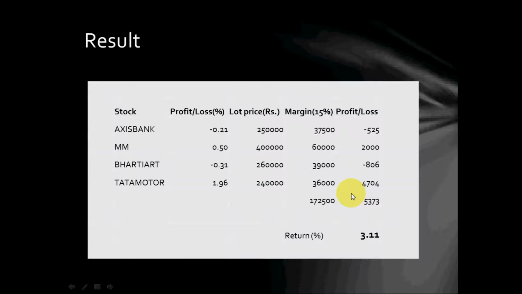Here for capital investment of 1,72,500 rupees, this trading session has yielded rupees 5,373, which is nearly 3.11% return. Dividing by number of trade combinations, we will get approximately rupees 1,350 per trade combination, which is above our statistical approximation of 500 rupees per day per trade combination as suggested in our iTrade services.